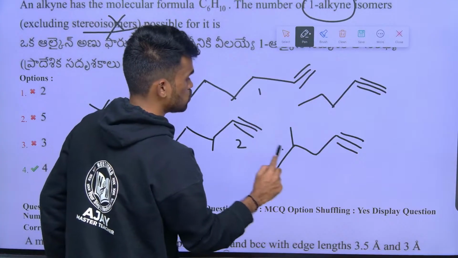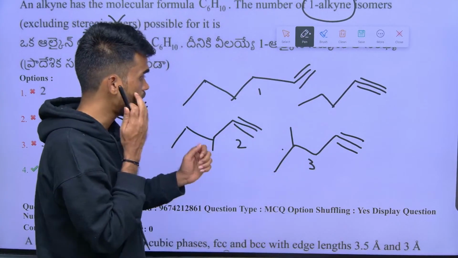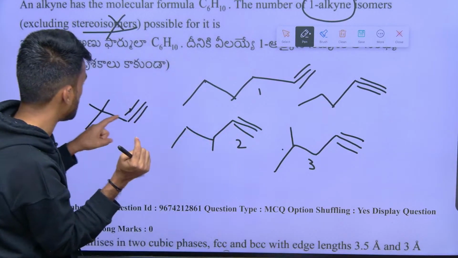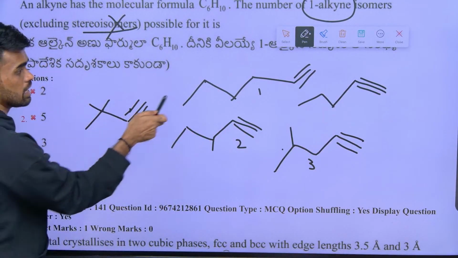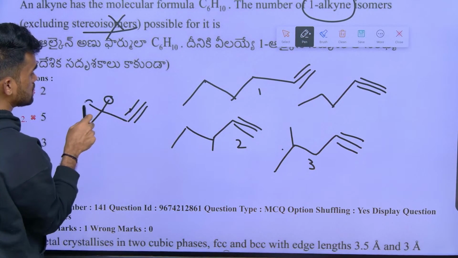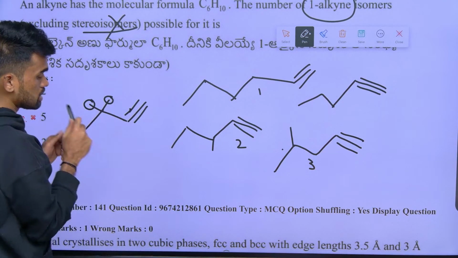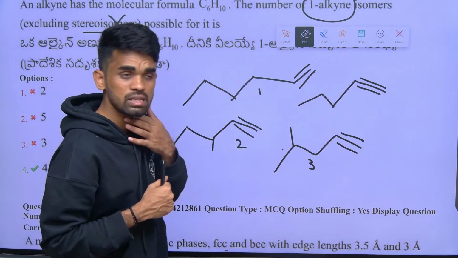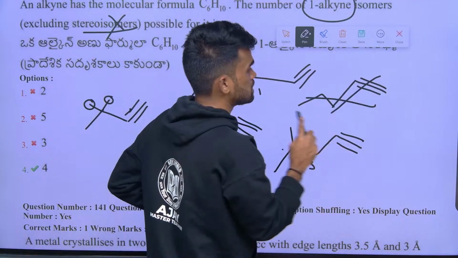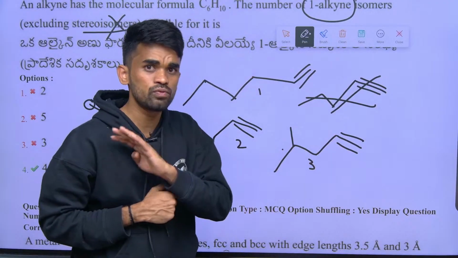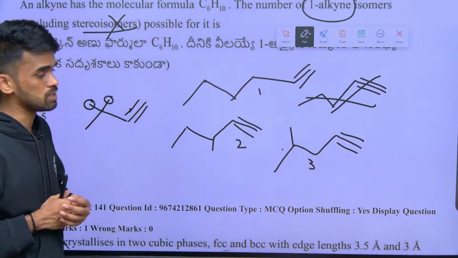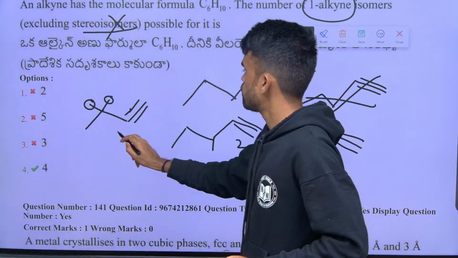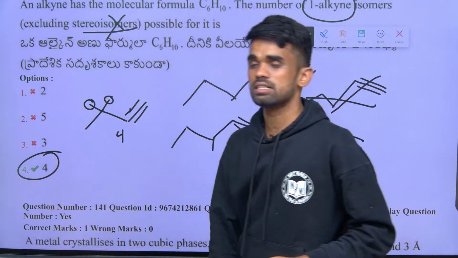So 1, 2, 3 structures, and after 5 I can cut one more in the parent chain and make it a 4-membered chain. After that I can place 2 methyl groups at these positions, right? So this is another possible structure. There is no other possibility to write structures with a 3-membered chain as we tried here. So up to a 4-membered chain only it is possible, and these are the structures we are getting. So 1, 2, 3, 4. So 4 is our final answer. That's it.